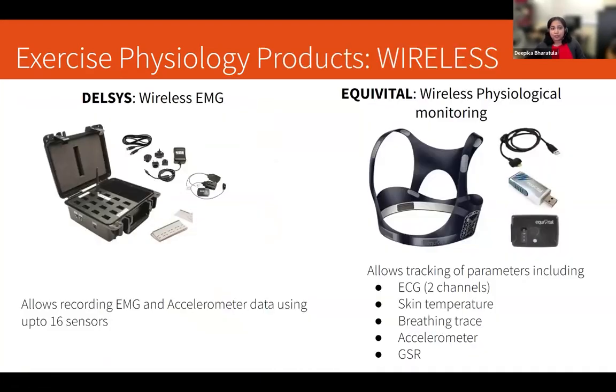We also have wireless options for exercise physiology study, including the Delsys system that allows recording EMG and accelerometer data using up to 16 sensors. Then we have the EcoVital setup for wireless physiological monitoring. The system can also record ECG, skin temperature, breathing trace, accelerometer, and GSR.